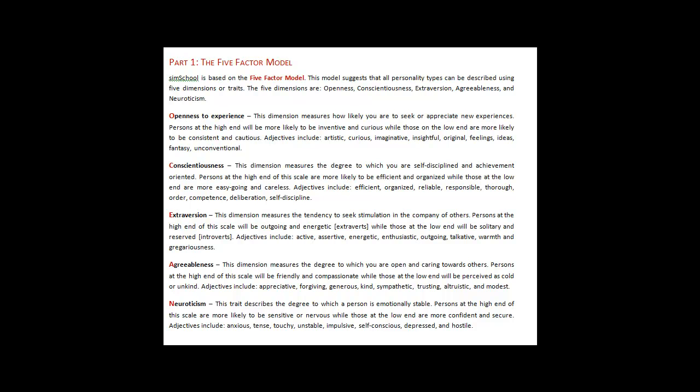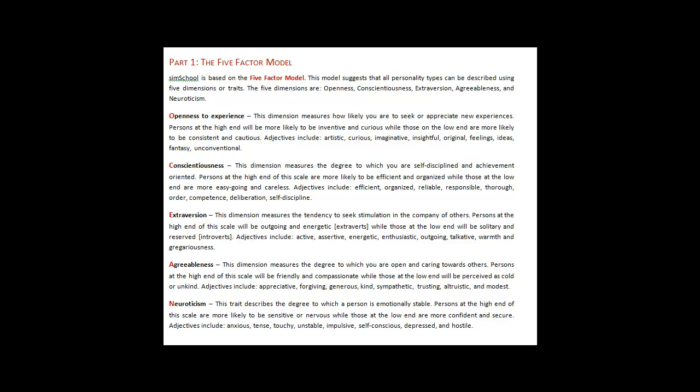And very briefly, what each one of these stand for, beginning with openness, or openness to experience. This dimension measures the likelihood that you will seek or appreciate new experiences. People on the high end here will probably be inventive, curious, but people on the low end are going to be more consistent and cautious.